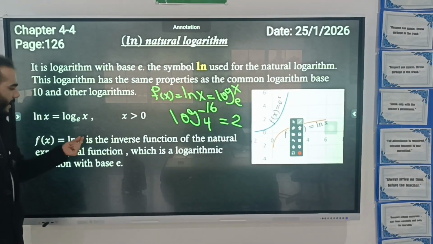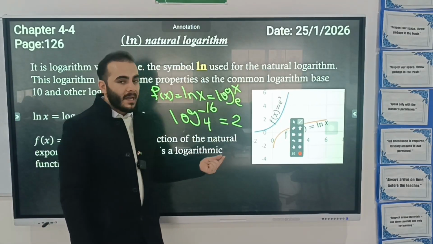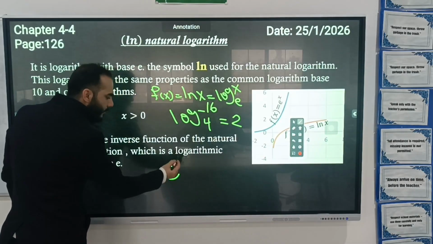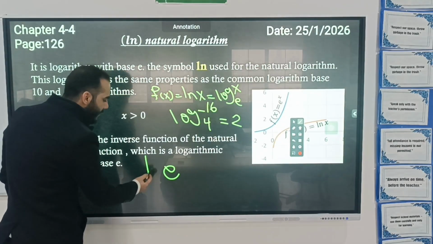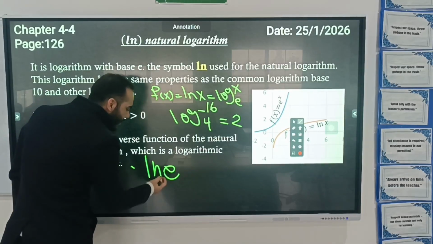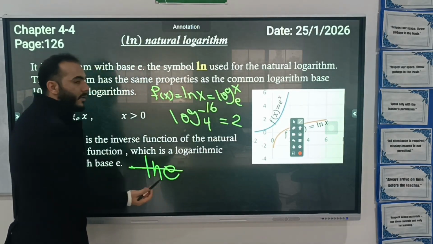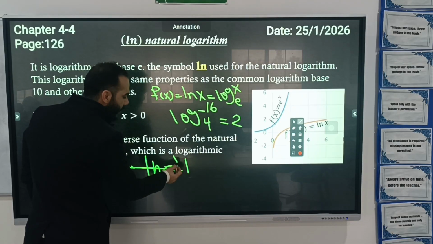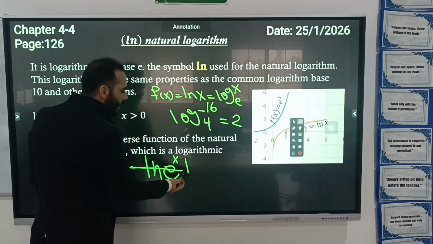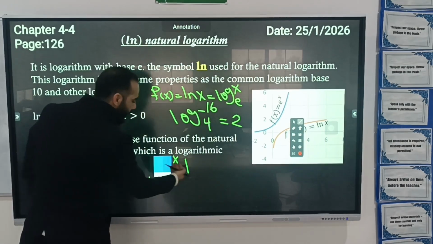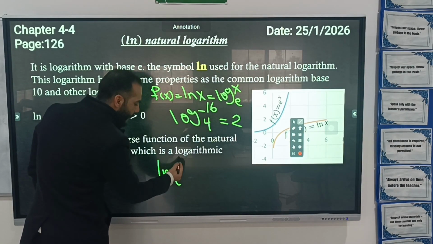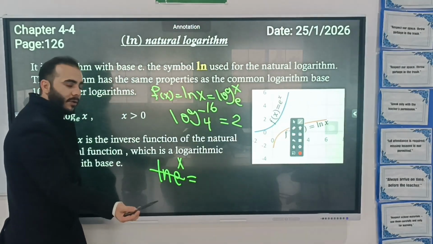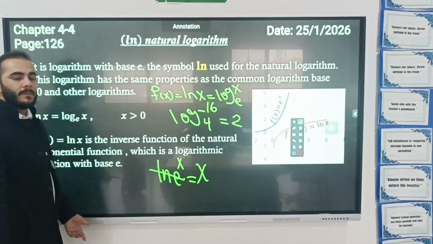f of x equals ln x is the inverse function of the natural exponential function. What do you mean, Mr., by that? We had e, the natural exponential function. Then we had ln. These two, since they are inverse of each other, are going to kill each other. And what will remain? 1. Not only 1. Whatever is with this e as an exponent or anything else is going to stay. For instance, if we have ln of e to the power x, we simply say that ln and e will kill each other. What will remain? x. That's it.